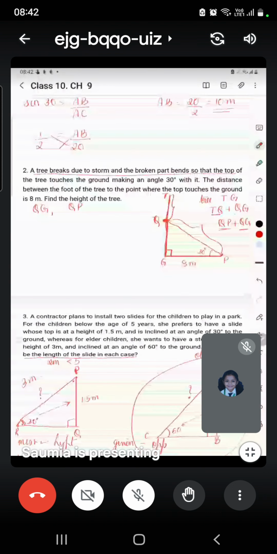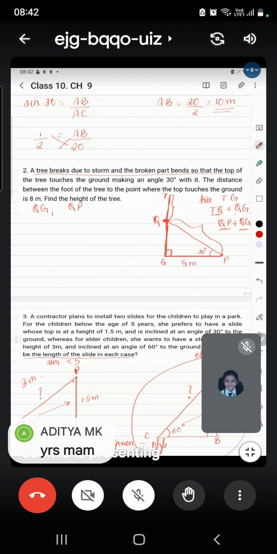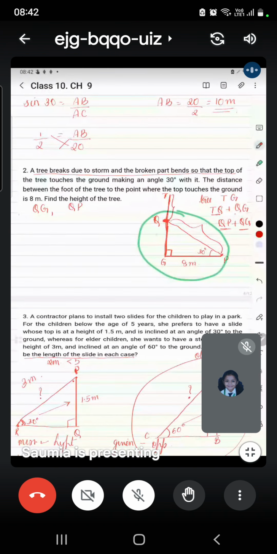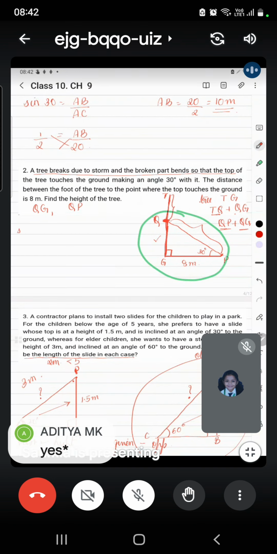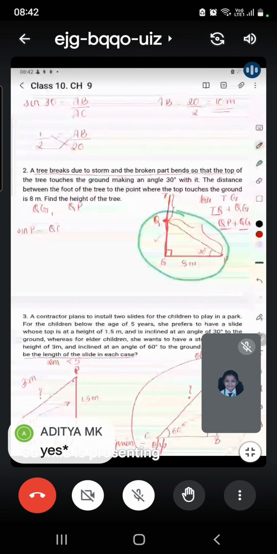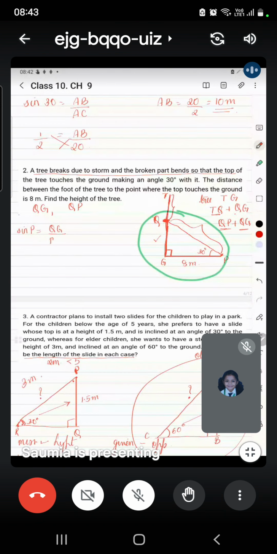Okay. So now let's come to the triangle. Let's concentrate only on this right angle triangle. Now I have to find out this. So with respect to the given angle, what kind of a side is it? Opposite or adjacent? Opposite. So sine P is equal to QG upon PG.